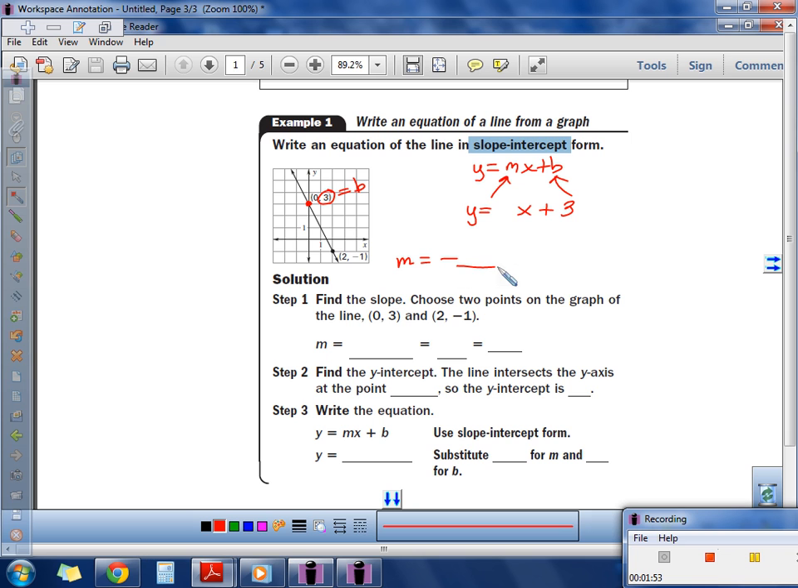And then I need the fraction. How far down are we going? 4 and then 2. And a lot of you know that simplifies to just negative 2 over 1. And I would just take negative 2. That's our slope. And we're done.